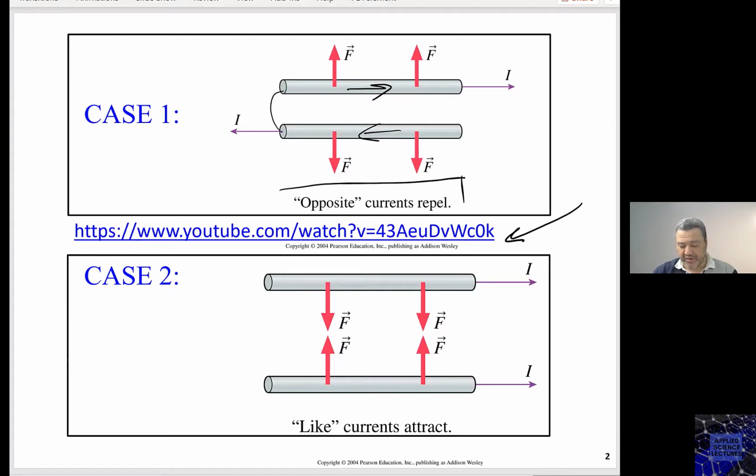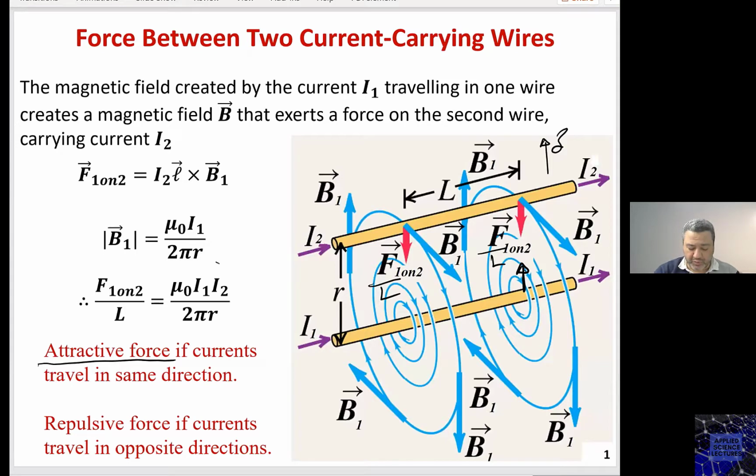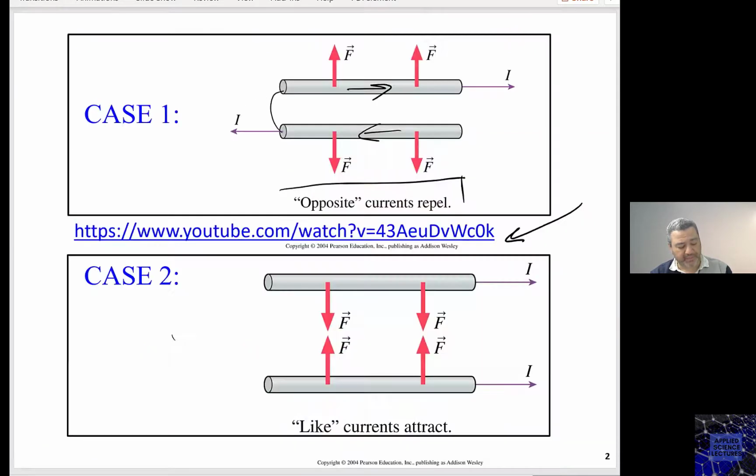If I have the currents going in the same direction for both, which is the parallel case, then I have an attractive force. And always remember that this force is due to the contribution of both currents. Both currents are contributing into that force.